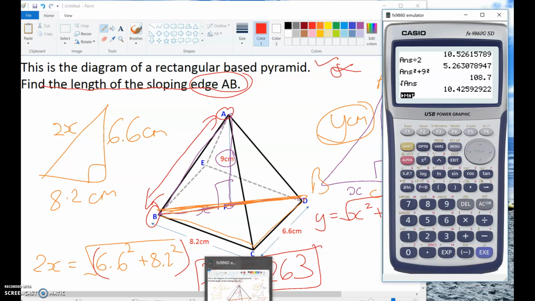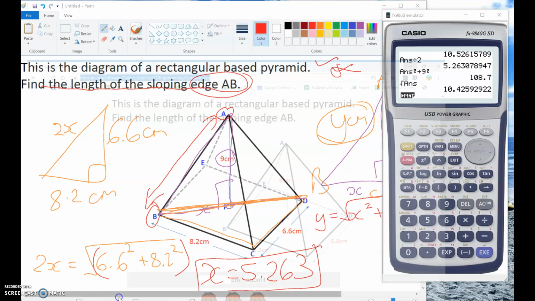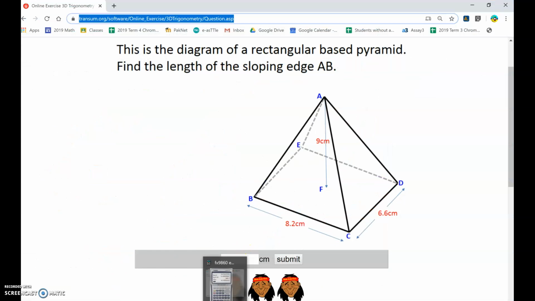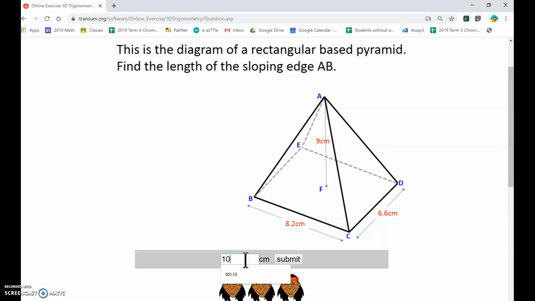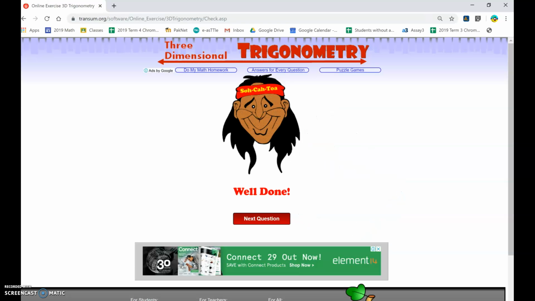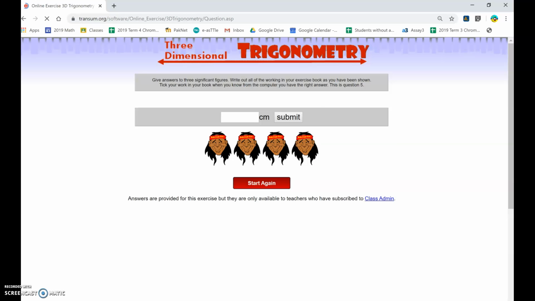So let's therefore write 10.43. Well done. Yay. Next question.